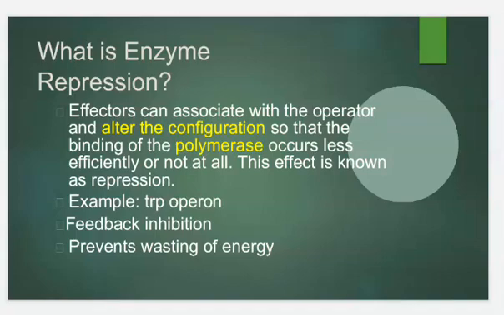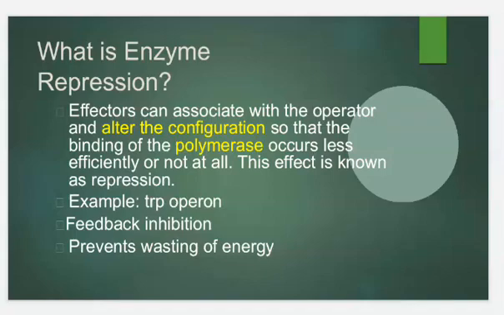The effectors can associate with the operator and alter the configuration so that the binding of the polymerase occurs less efficiently or not at all. This effect is known as repression. For example, the TRP operon. TRP is nothing but tryptophan. The operon is a set of genes transcribed under the control of an operator gene, and the operon is nothing but the functional unit of transcription and genetic regulation.